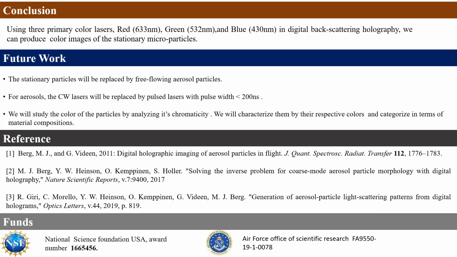In conclusion, using three primary color lasers, red 633 nanometers, green 532 nanometers, and blue 430 nanometers in digital backscattering holography, we can produce the color image of stationary microparticles. Future work.